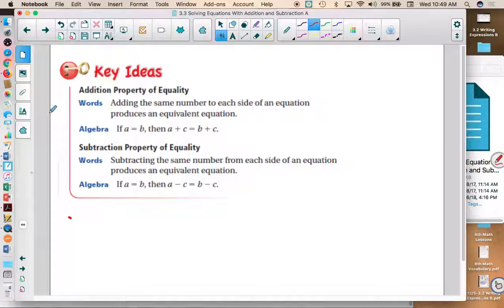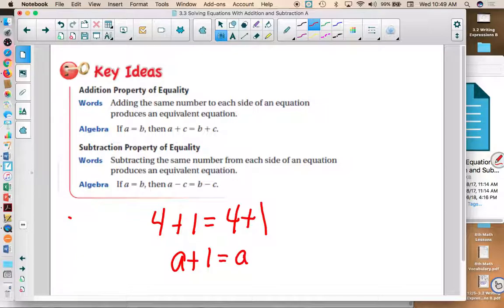Okay? So if I had, now, what if I said, is that a true statement? Is 4 plus 1 the same thing as 4 plus 1? Yeah. Okay. What if I told you that? Same thing, isn't it?